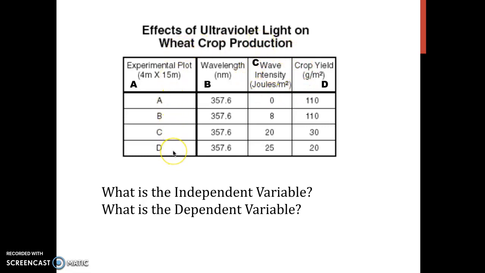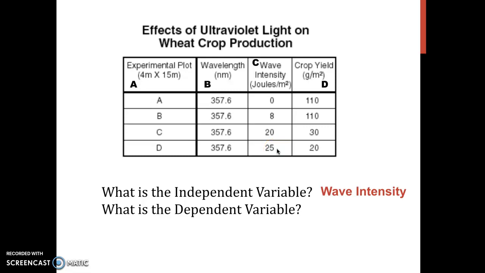Well, in those plots, A, B, C, and D, the same length of light is going to hit those in a unit called nanometers. The wave intensity is the only thing that's changing that will determine how much crop will grow in that square meter of space. So the one and only variable we have here is the wave intensity. We're going from 0 joules per square meter to 25 joules per square meter to see if we have more intense wavelength of light hitting the crop, will that affect how it grows?